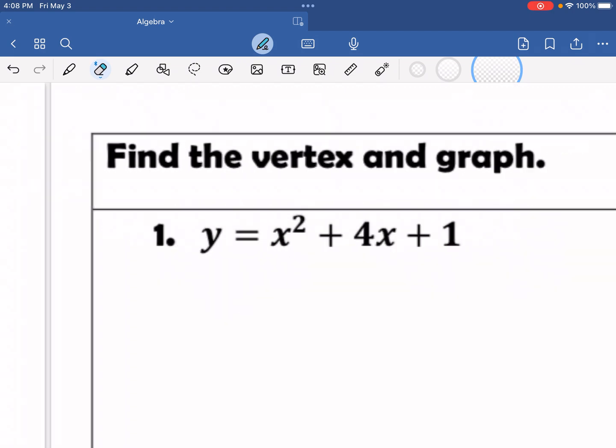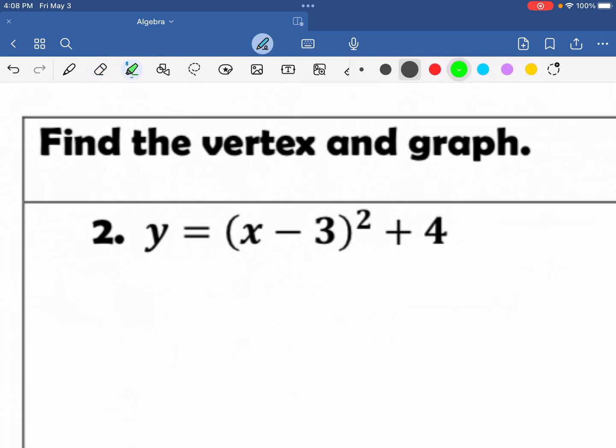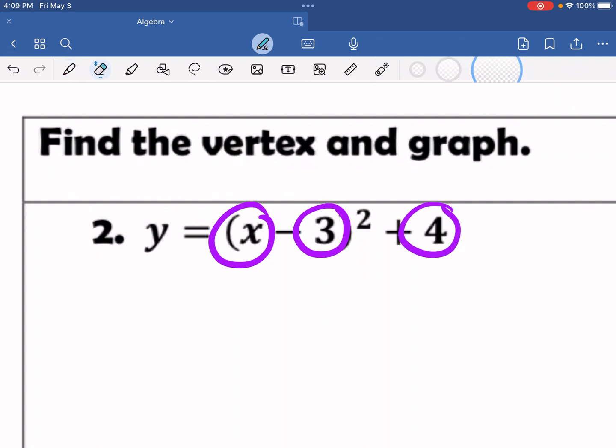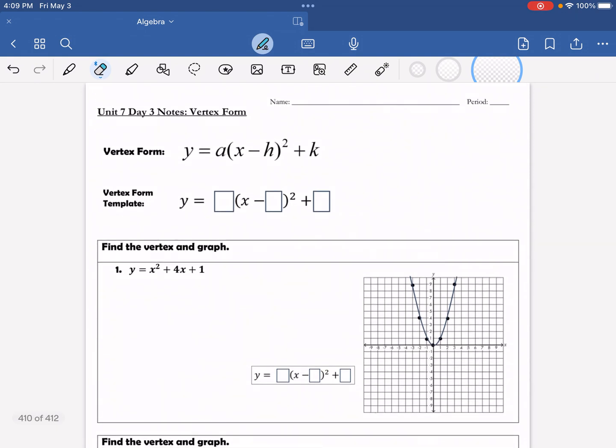But from here, if you look at problem number 2, it looks different. This is not standard form. This one has parentheses. This is not A, this is not B, and this is not C. It doesn't work like that because this is not written the same. So now what we are doing, from the last video, if you haven't watched it, go watch it, is finding the vertex and writing it in vertex form.